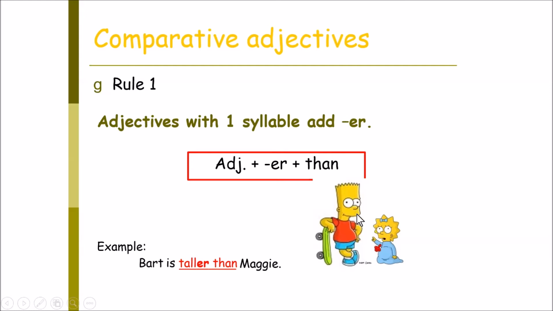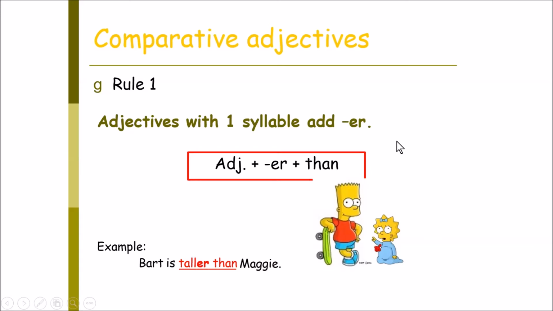Okay? This is the character Bart, and this is Maggie. Okay? We are going to compare them. Something that is really obvious here is the height. So the example says, Bart is taller than Maggie. Taller. As you can see, this adjective tall has only one syllable. So it applies for rule number one. When you have one syllable, just add er at the end of the adjective. Then the word than, and then the second subject that is being compared. So Bart is taller than Maggie.